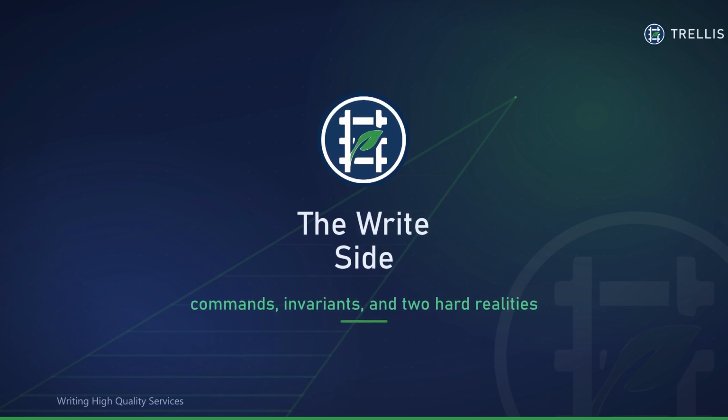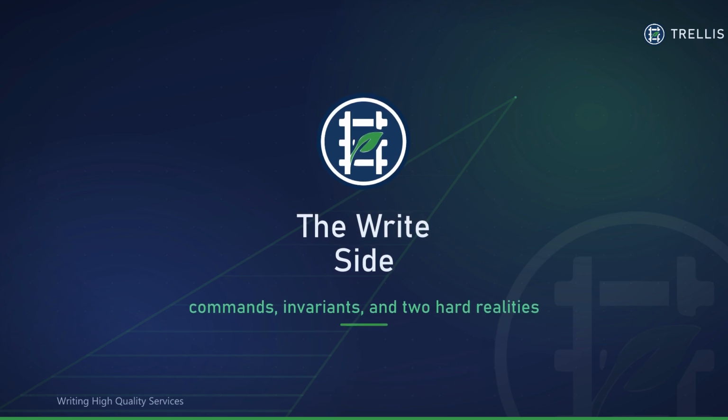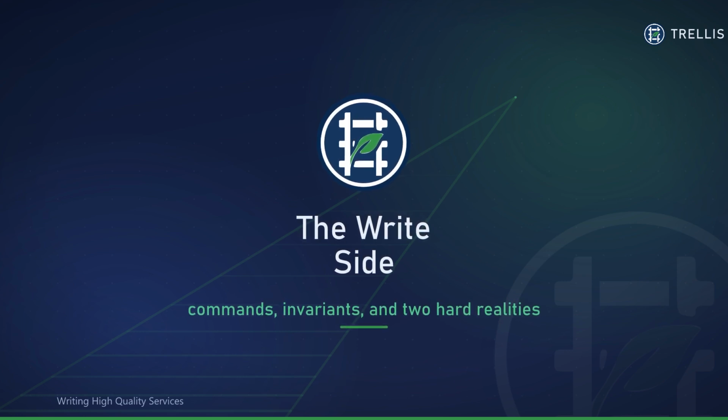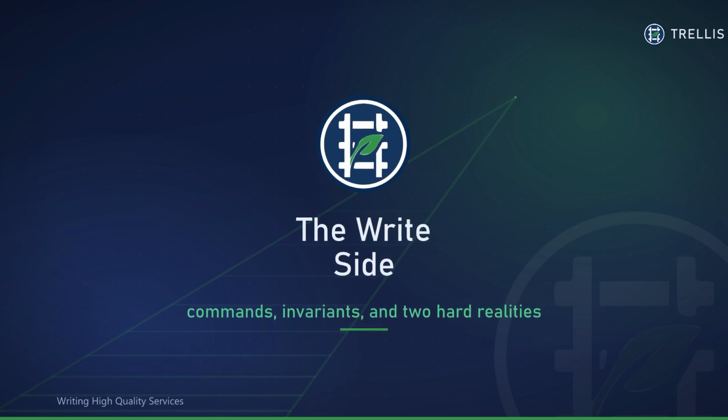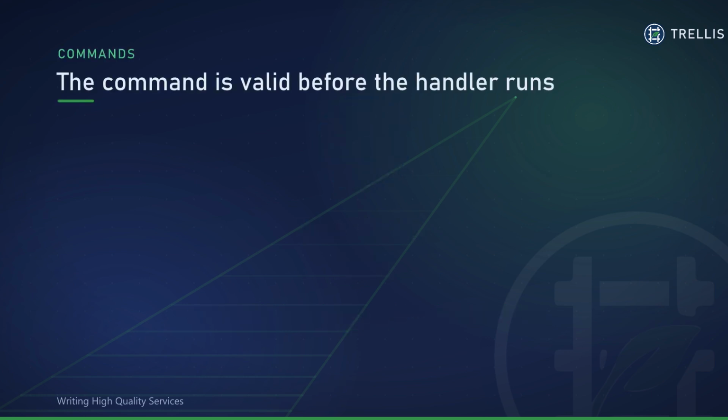First, you're not the only one writing. Someone else might be editing the same order at the same moment. And second, the network lies. The same request can arrive twice. A serious write path has an answer for both. Let's build one. Start with the shape of a write.